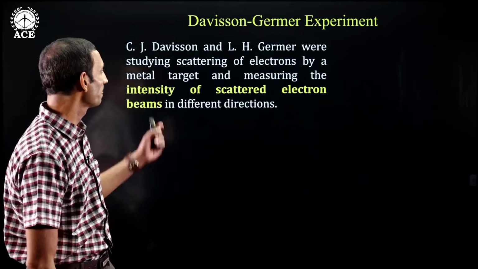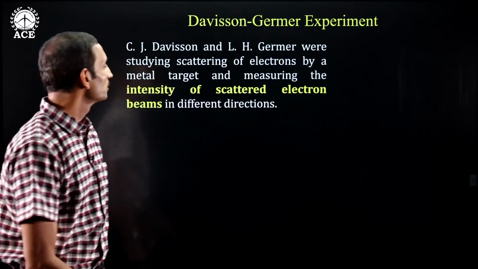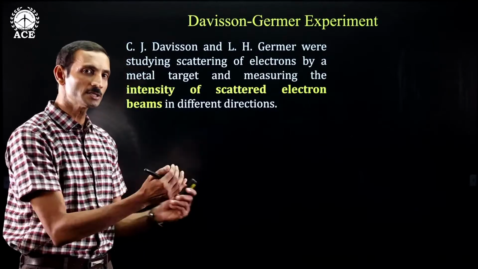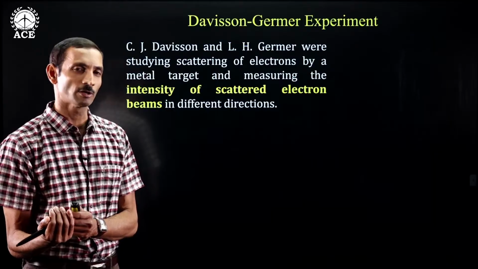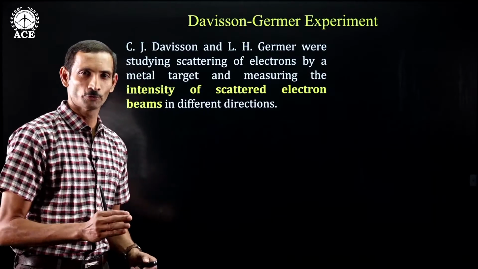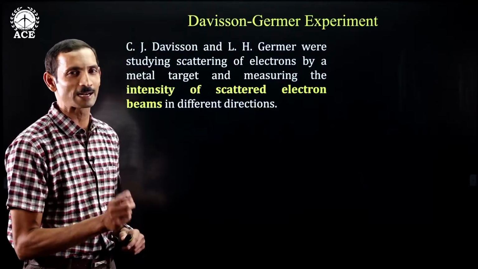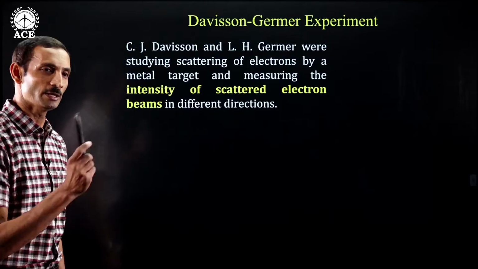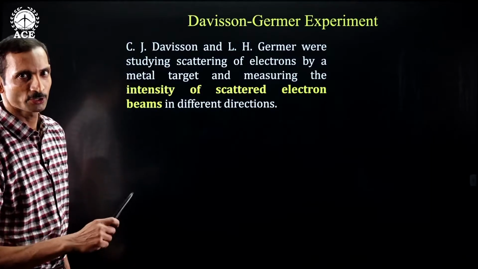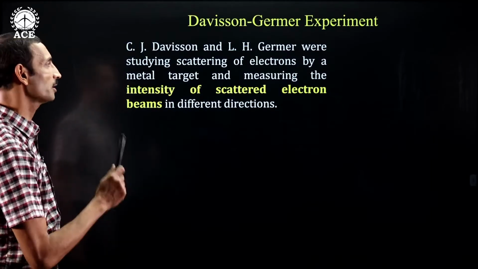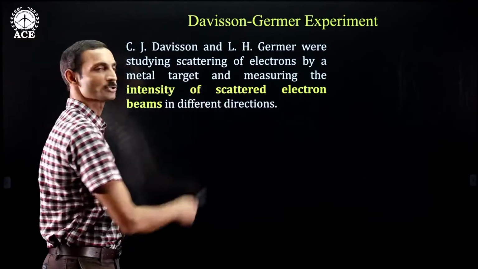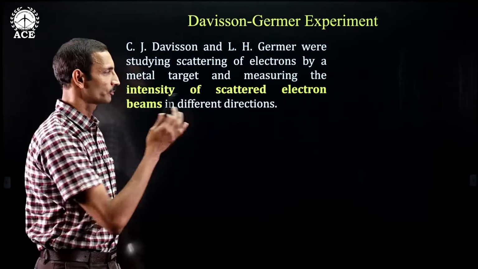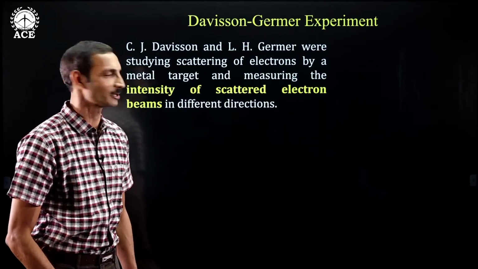What they were doing initially, Davisson and Germer were studying the scattering of electrons from a metal target and measuring the intensity of the scattered beams, along with the scattering angle. We're going to discuss all this, the intensity, the scattering angle and all. I was just telling you that they were not looking for experimental evidence of the de Broglie concept. They were studying scattering of electrons from a metal target. They used various metals, but that's a different thing. What they arrived at is most important for us.